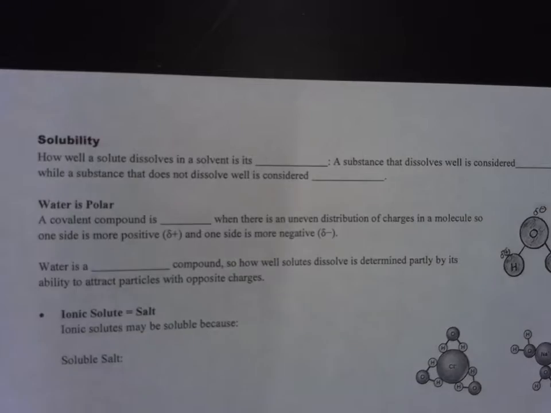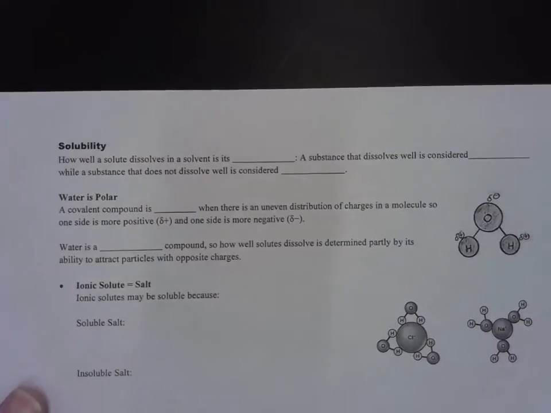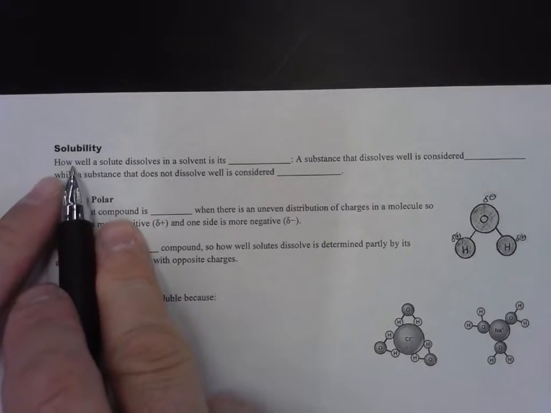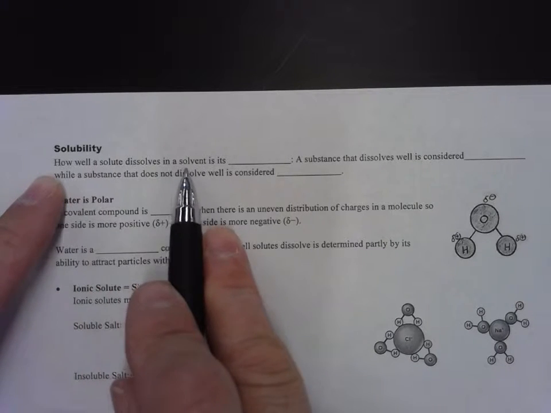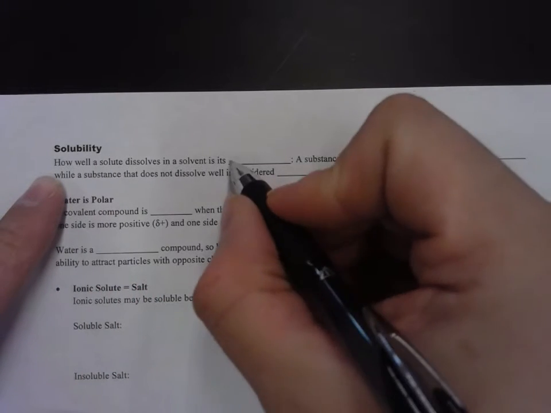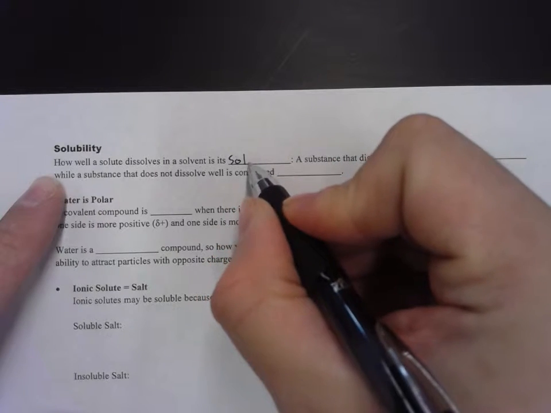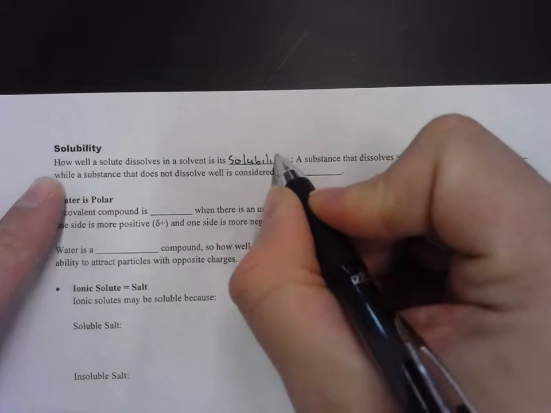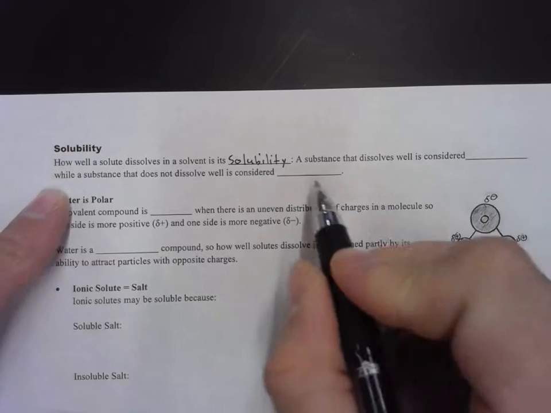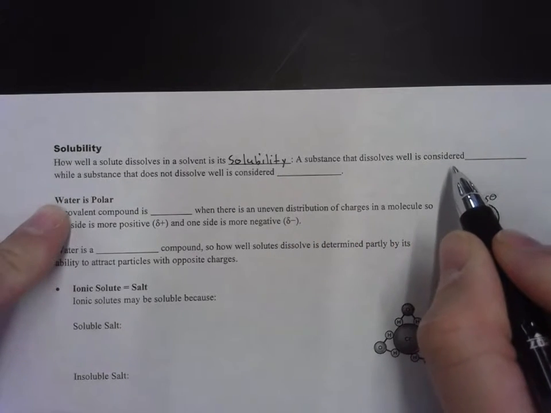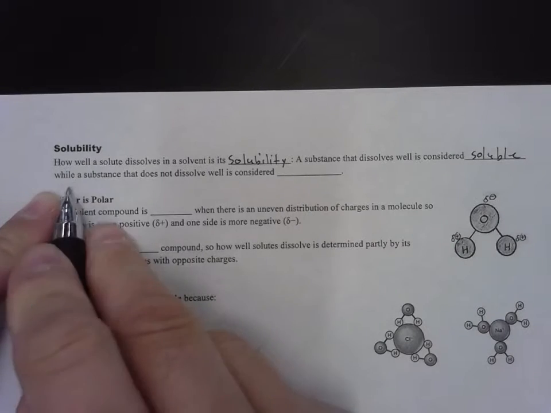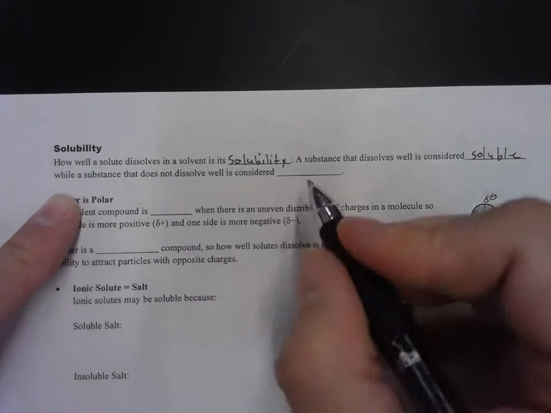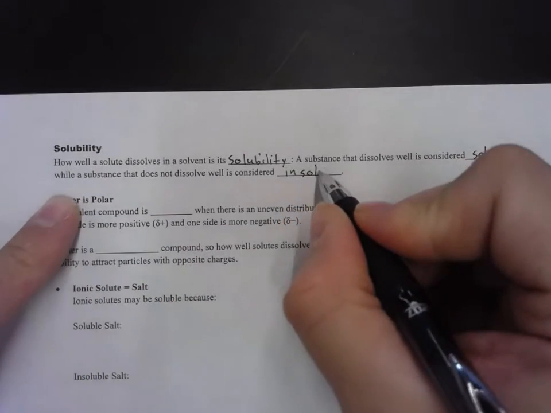So here's the second page, and here's what it has to say. The first topic: solubility. How well a solute dissolves in a solvent is its solubility. A substance that dissolves well is considered soluble, while a substance that does not dissolve well is considered insoluble.